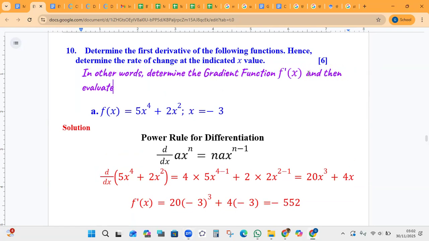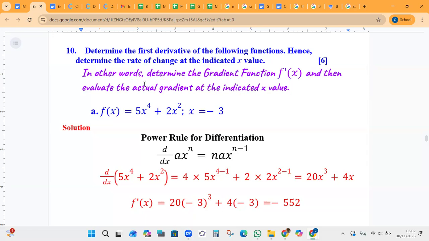evaluate the actual gradient at the indicated x value. Remember, gradient is rate of change. Gradient is the slope of the line at which y varies with respect to x.